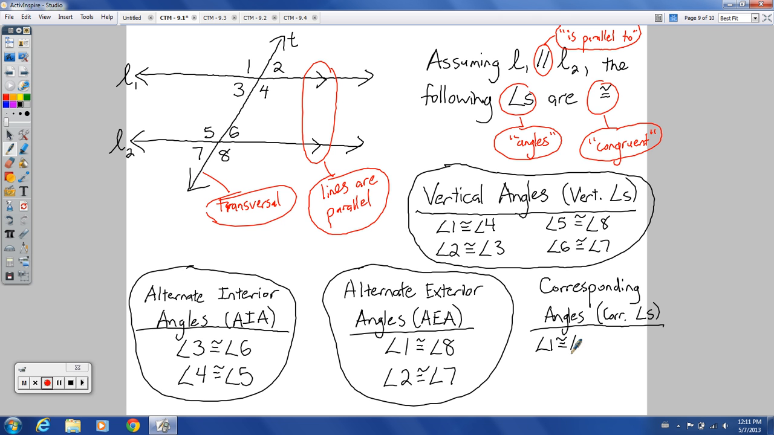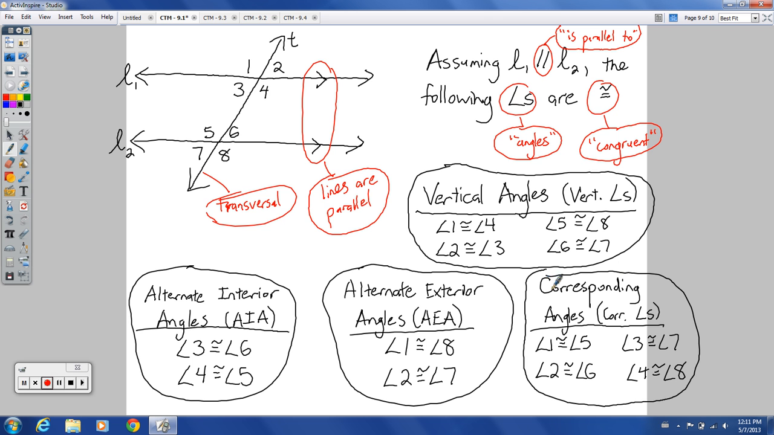So angle 1 is congruent to angle 5, 2 to 6, 3 to 7, and 4 to 8 in this picture. Sometimes the numbers will be ordered differently, so you can't just assume that it's always 1 matching up with 5. It depends where 5 is. If 5 is actually in the matching up spot with 1, then yes, they're corresponding.